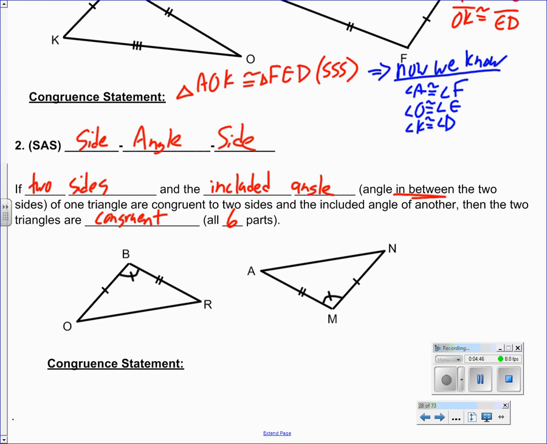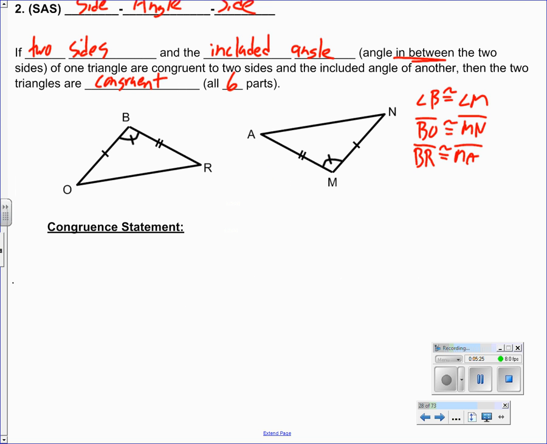So same idea here. The given information, we know that angle B is congruent to angle M from the picture. We know side BO is congruent to side MN. We know that side BR is congruent to side MA. So this gives us two sides and the angle in between. So two sides and the included angle.